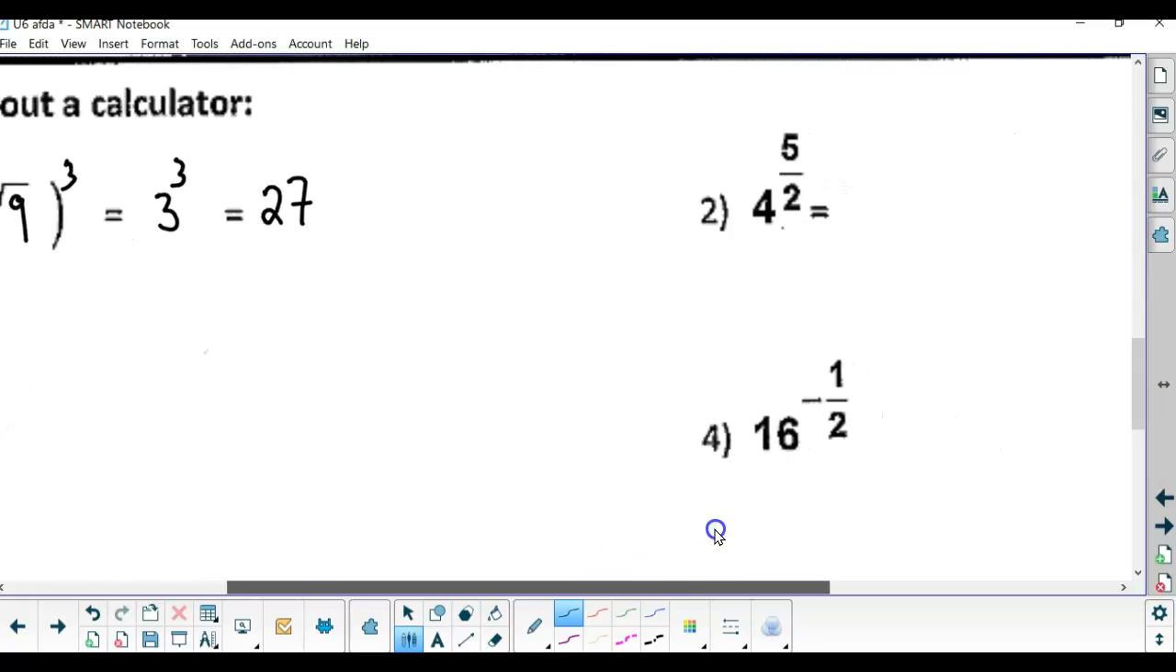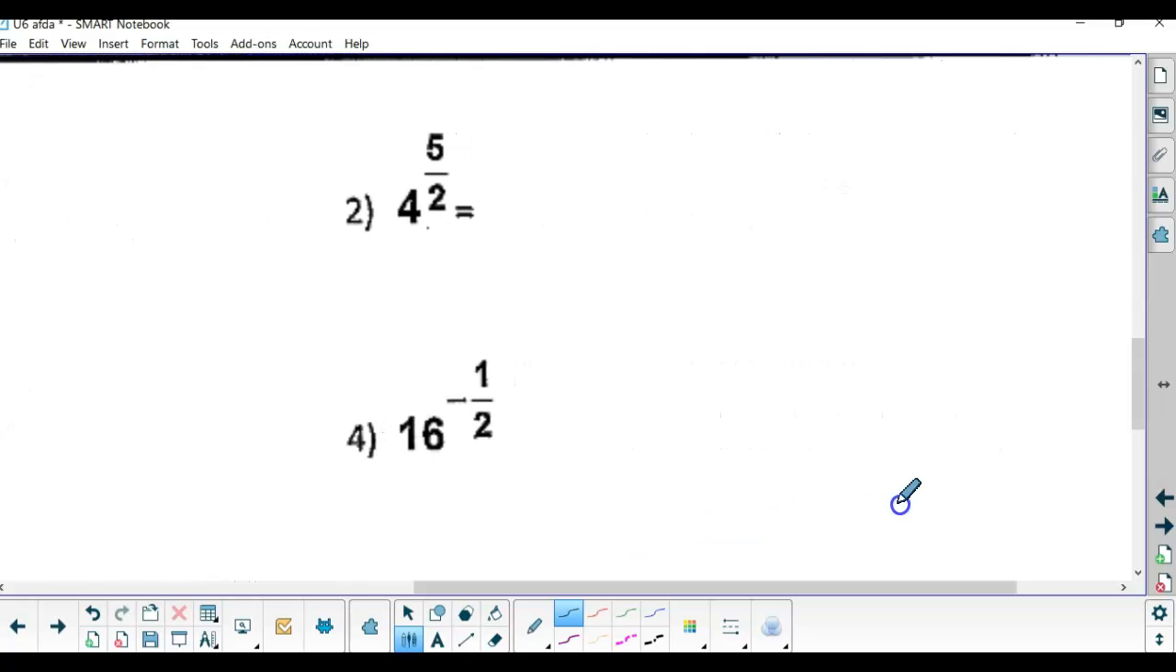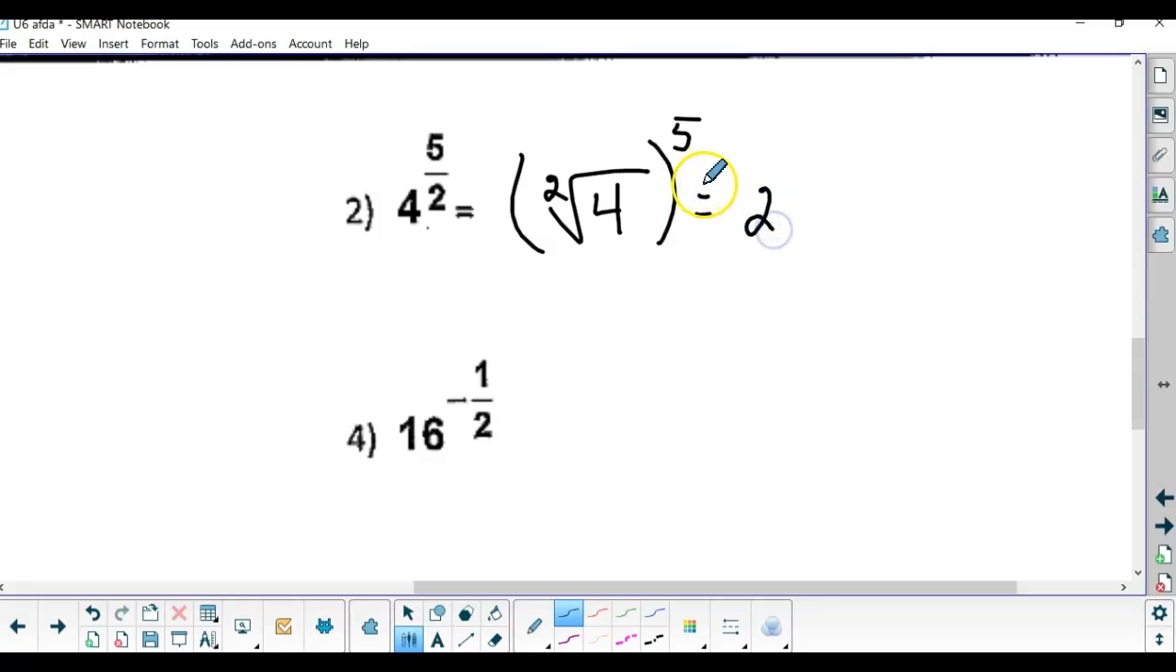All right, let's do number 2. Now we have 4, which is our base, and now we're going to take the square root of 4, and then we're going to raise it to the 5th power. So let's say, I'm going to write it out just like we did in the last problem. So it's 2 to the 5th power. Well, 2 to the 5th power is equal to 32.